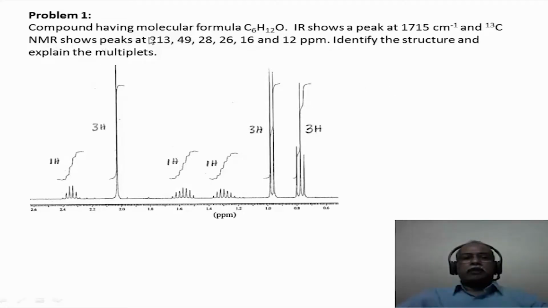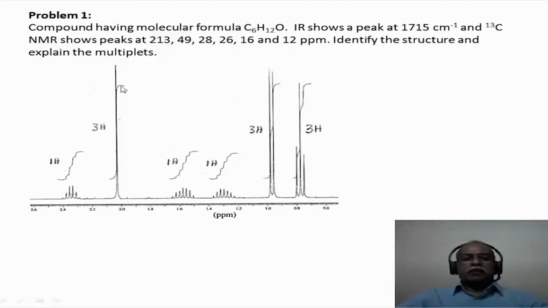The compound has a molecular formula of C6H12O. It shows an IR peak at 1715 inverse centimeter, and there are 6 carbon signals starting from 213 all the way down to 12 ppm. We need to identify the structure of the compound.